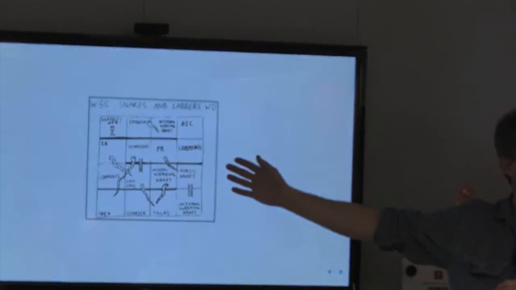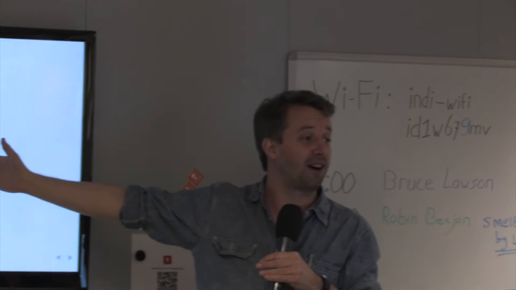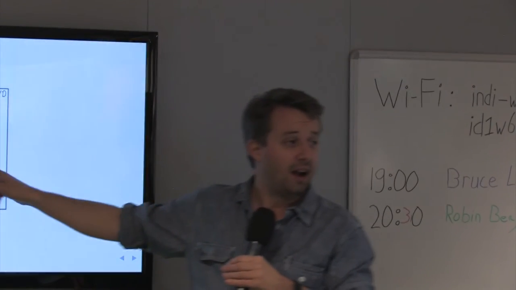I don't know if this is a game that's popular in the Netherlands. It doesn't exist in France, so I have no idea if it's worldwide. But in English-speaking countries, at least, this is snakes and ladders. So basically, you roll the dice, and if you fall on a square that has a snake, you slide down the snake. If you fall on the bottom of the ladder, you climb up the ladder. You can tell that this ladder is very useful, since it's the next step up anyway.